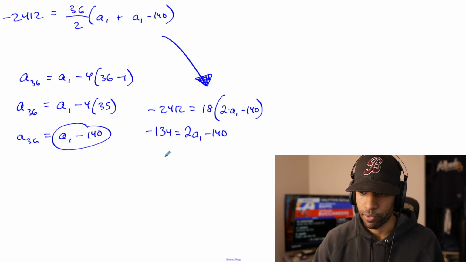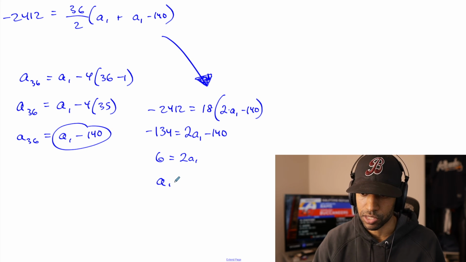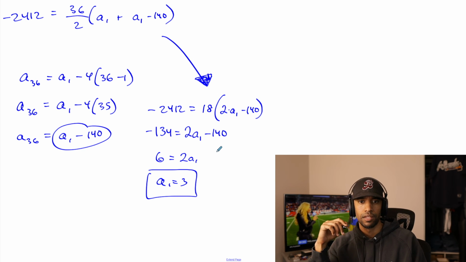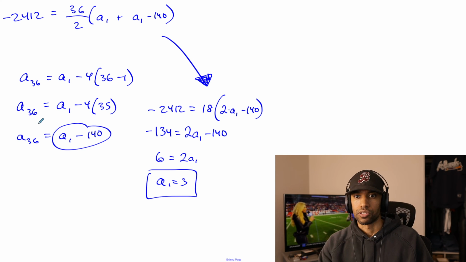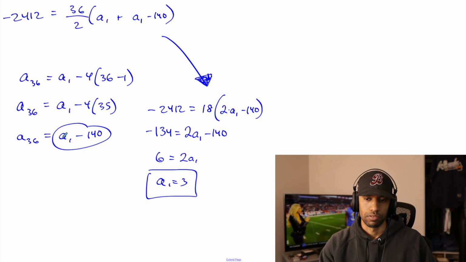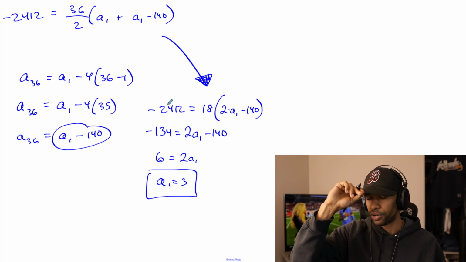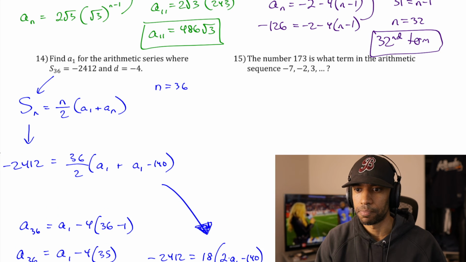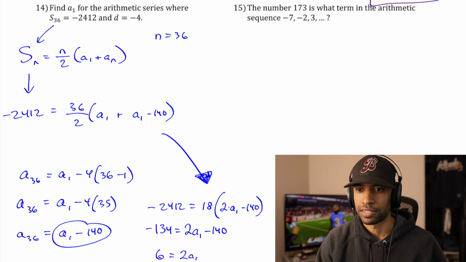I'm going to add 140, and I think I get 6, which is 2 times a sub 1. Divide by 2, I get a sub 1 equals 3. So the value of the first term is 3. All right, there it is. The value of the 36th term, I guess, you know, do 3 minus 140. It's negative 137. And that probably works out in our favor. So that's the value of the first term given all of that.